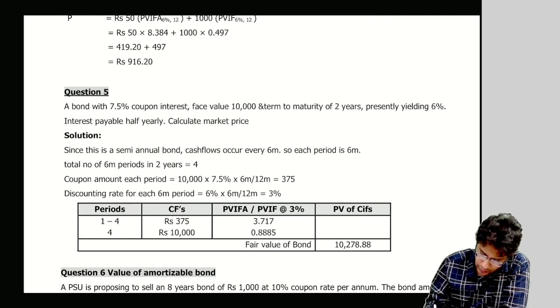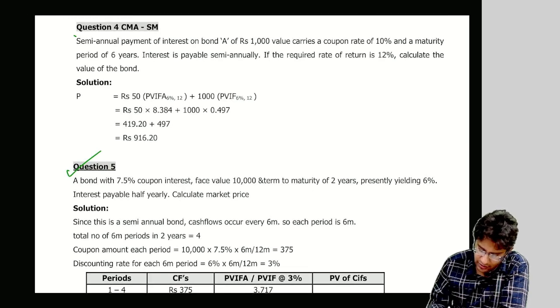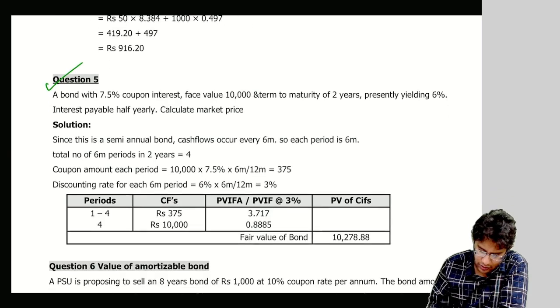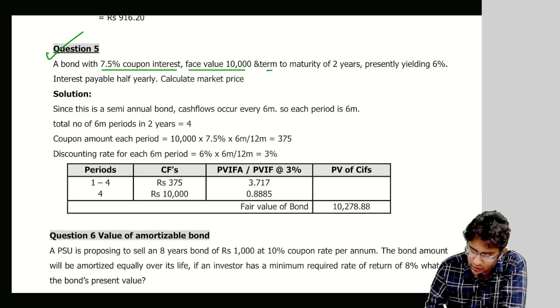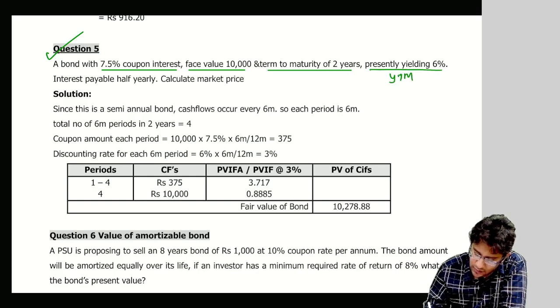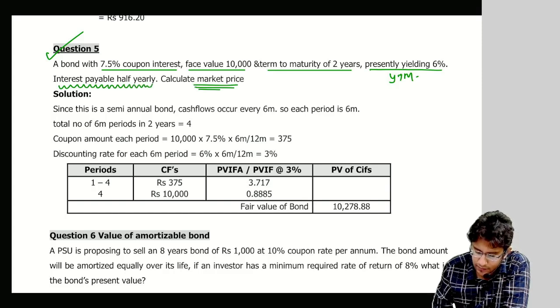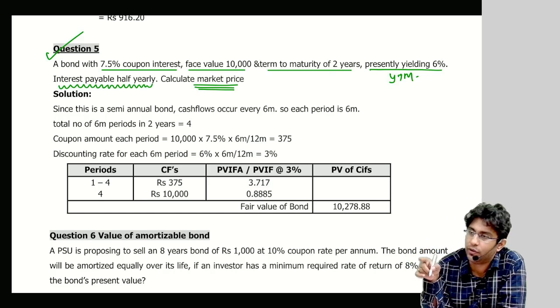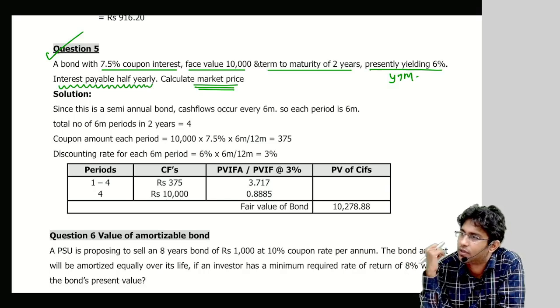Question number 5 you do, and we'll close it for today's session. Fourth one is your study material question. Fifth one is also a similar question, but fifth one you do. A bond with 7.5% coupon interest. Face value 10,000. Maturity is 2 years. Presently yielding 6%. Means it is ATM. Interest is payable half yearly. Compute market price. See, he is not asking you to compute the fair value of the bond. He is directly, openly asking to work out the market price.